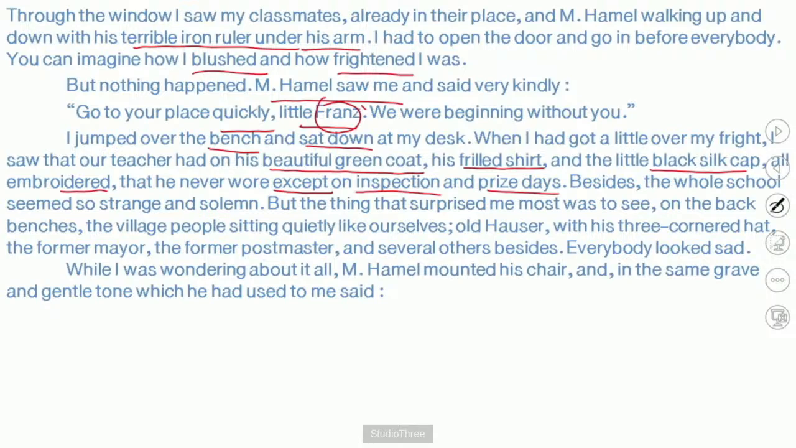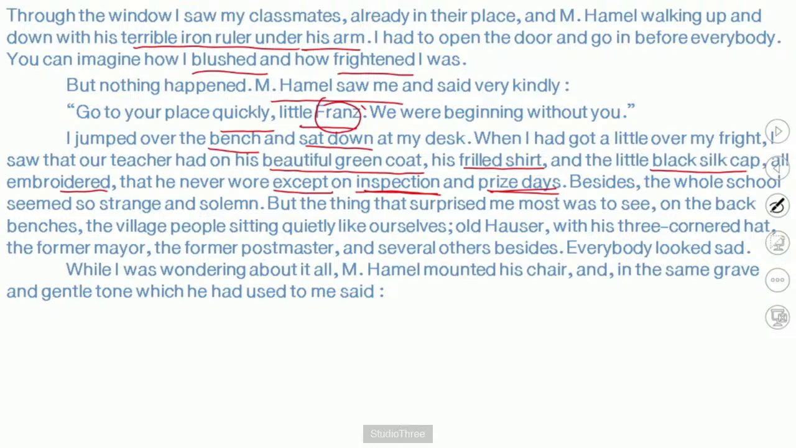So he had noticed something new is going to happen, means the writer, little Franz, noticed that his teacher had worn a beautiful green coat with a frilled shirt, then a black silk cap, and it is also embroidered. That is the notice that today something is new, that it may be an inspection day or it may be a prize day, but it was not told yesterday.